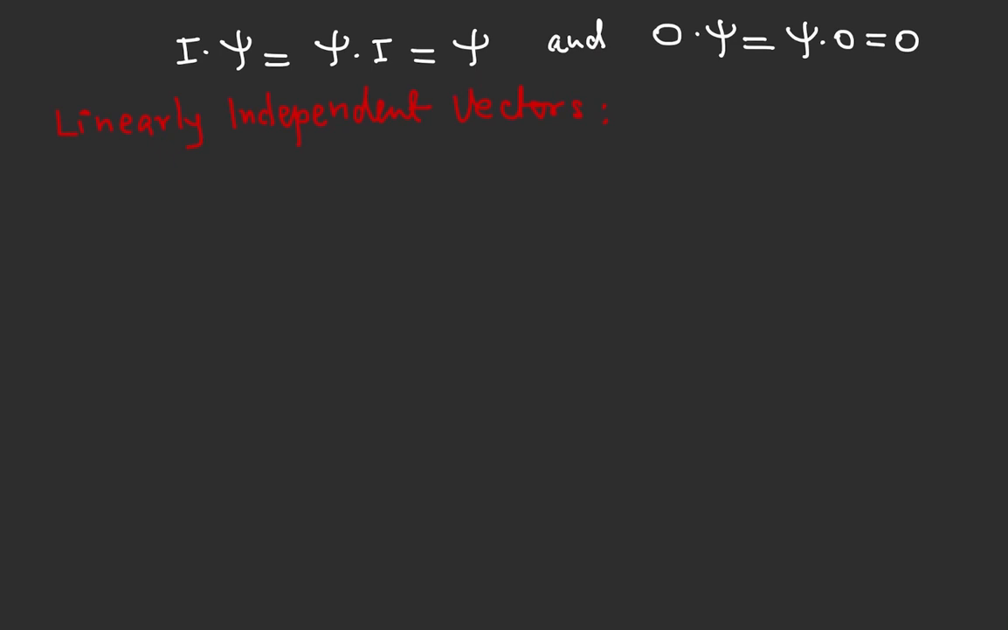Now we will learn about linearly independent vectors. Let us consider a set of n vectors such that phi1, phi2, phi3, ..., phi n.